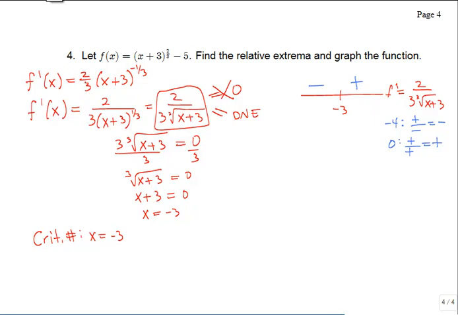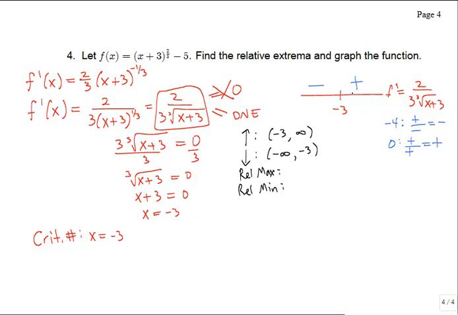Now we're ready to write down our 4 pieces of information. Where does it increase? Where does it decrease? Where's my relative max? And where's my relative min? So the plus sign is where I increase from -3 to infinity. My minus sign is where I decrease, so -infinity to -3.